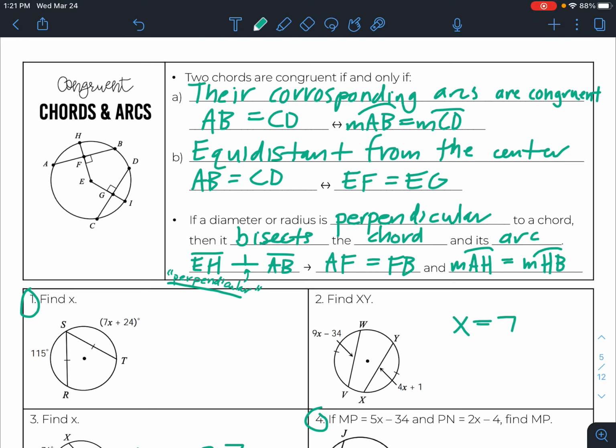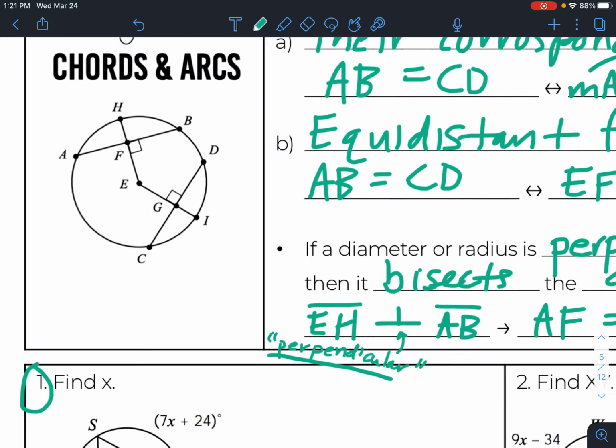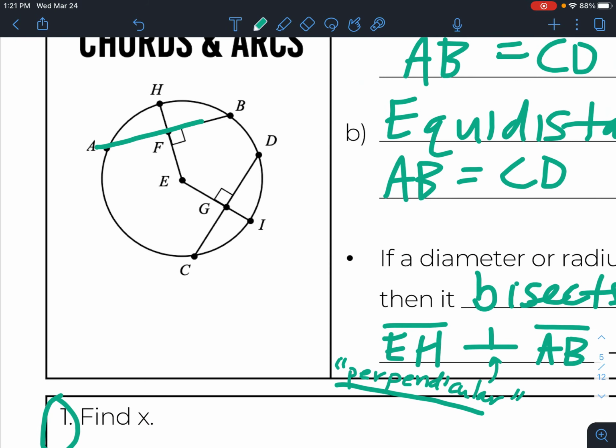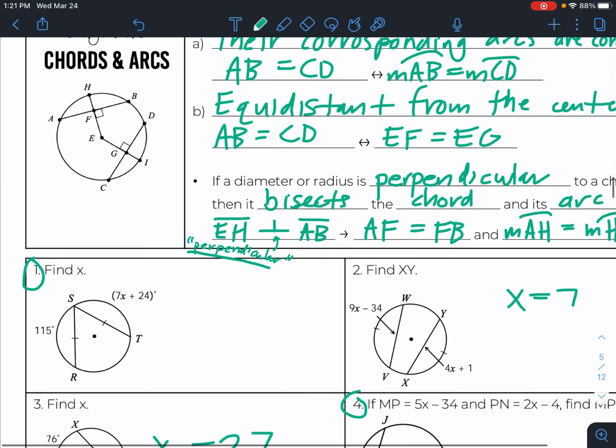So, first of all, I want you guys to know that a chord is anything that cuts across a circle from one curved line to another curved line. A diameter is a very good example. It cuts straight through the middle, but it goes from one curved surface to the other curved surface. A radius does not. It only goes from a point to a curved surface. So that's not a chord. But cutting all the way across to the other side, that is a chord. Okay, so how do we use that?